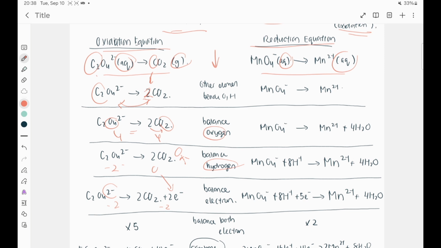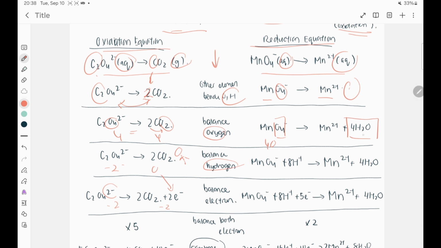Is there any imbalance in element? No, because Mn are beside OH. So okay, they are the same. Afterwards, what's the imbalance? Yeah, so oxygen is imbalanced. Here we have 4 oxygen, but over here we don't have any oxygen, so we need to add on water. How many do we need to add? We need to add 4 water over here to get 4 oxygen.